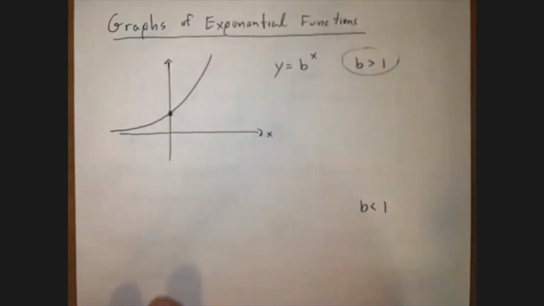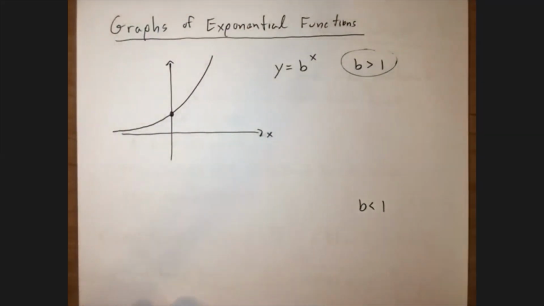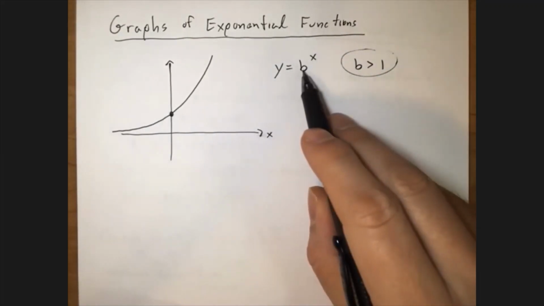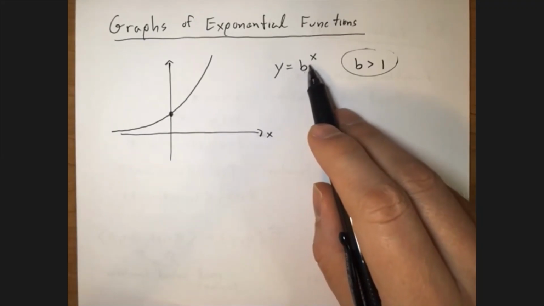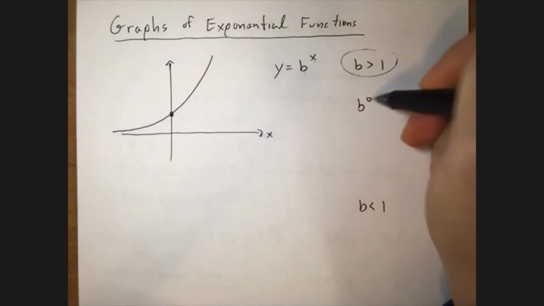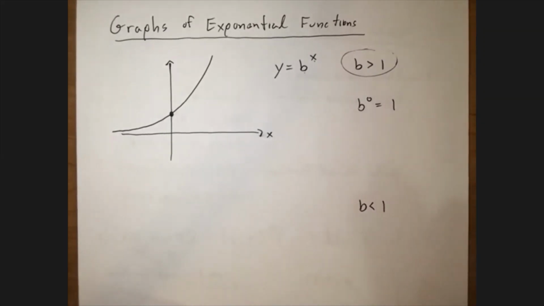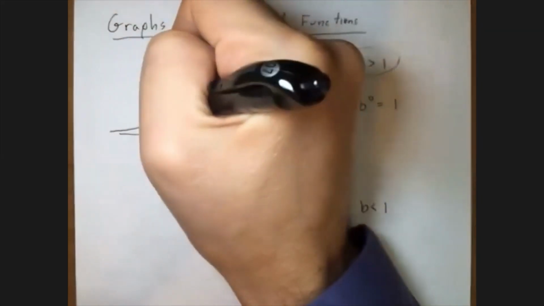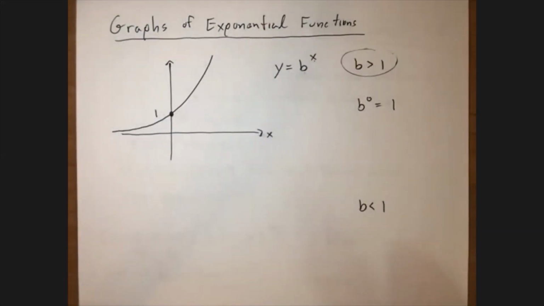And what we saw was that it crossed here at 1. And that's always going to be the case, because if you raise a non-zero number to the zero power, we know that we always get 1. Okay, so this is always going to be 1 for every single exponential function we can conceive of. So that's an important thing to remember. It always crosses here at 1.